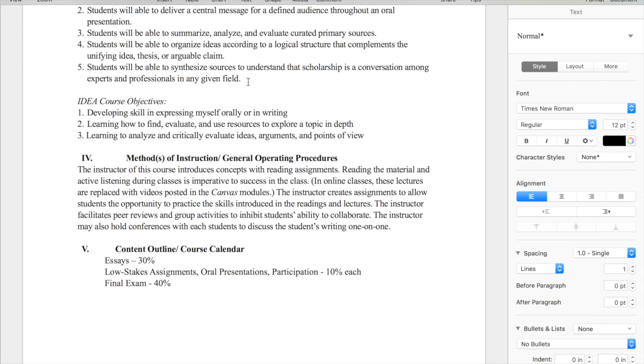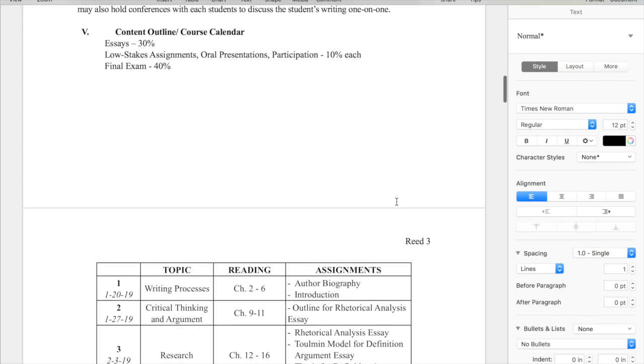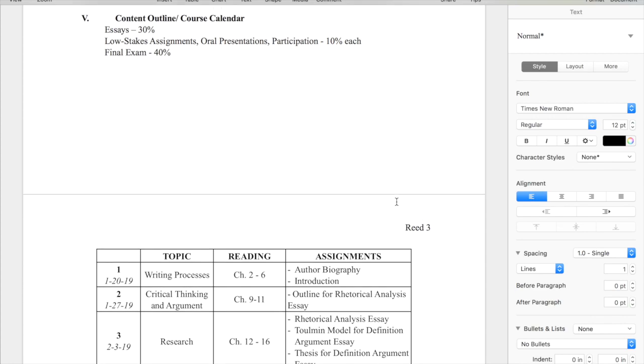Course learning goals. Then we have IDEA course objectives. Typically I give reading assignments, and then I hope that you are actively listening to my online videos and actively reading my instructions online, that you are turning in all the assignments so that you have practice doing the smaller things before I require you to do the larger things. We also do peer reviews and some group activities, group discussions, to make sure that you can collaborate. All right, so for the class, we have essays and then lower stakes assignments and the final exam. The final exam is worth 40% of your final grade, and that is actually not a final exam in the traditional sense of questions and answers, but a portfolio of your work.